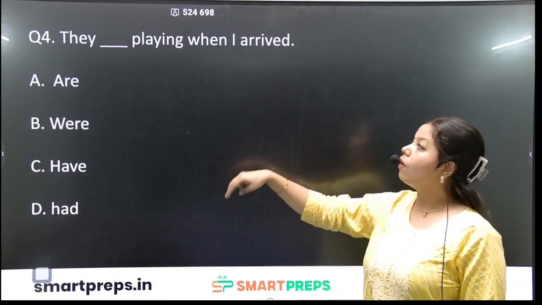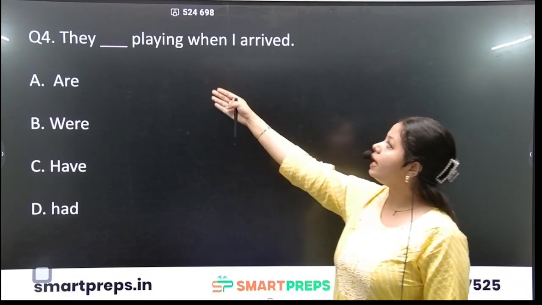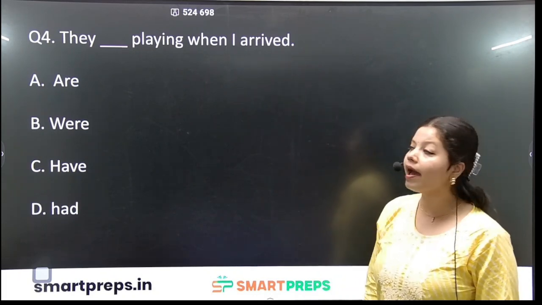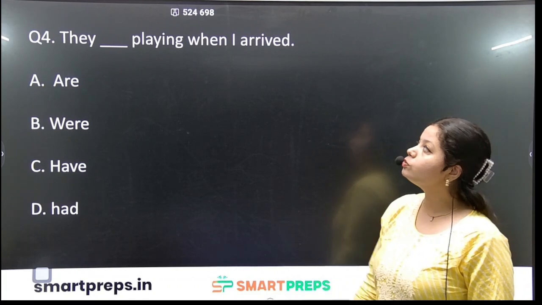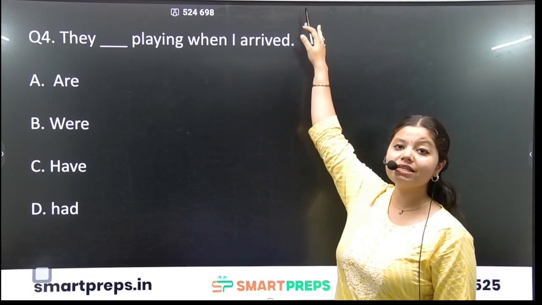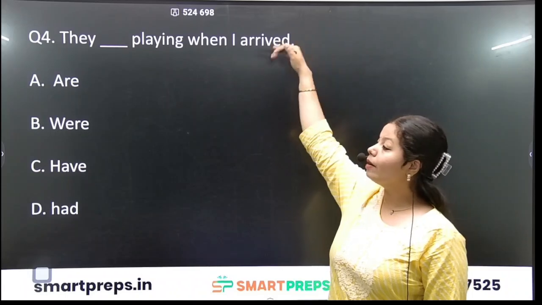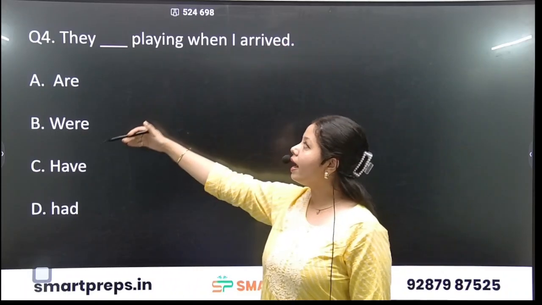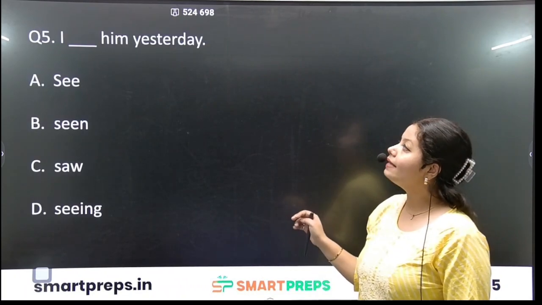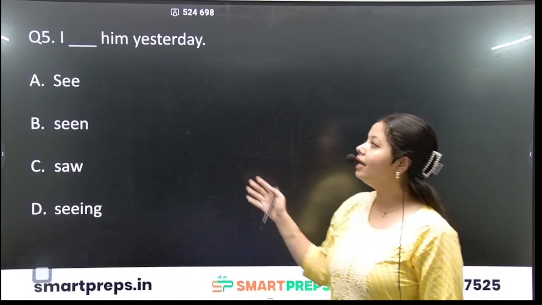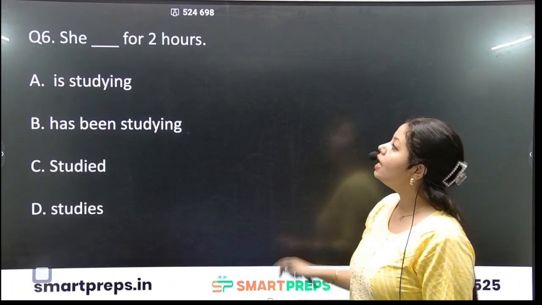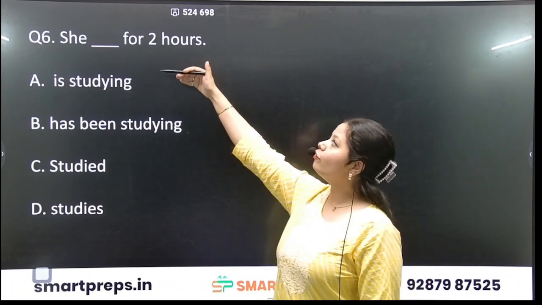Okay. Now, they dash playing when I arrived. So it was what? When I arrived. It is what? Past tense. It is talking about the past tense. So they were playing when I arrived. Okay? I dashed him yesterday. I saw him yesterday. We just learned this sentence. Yes?